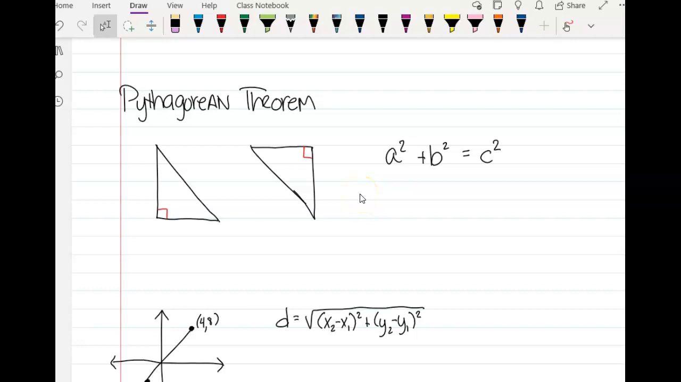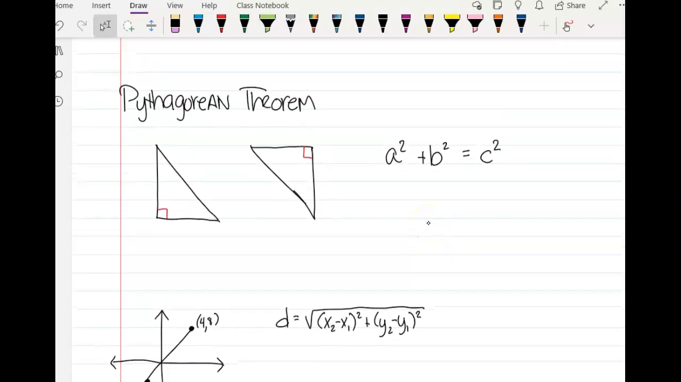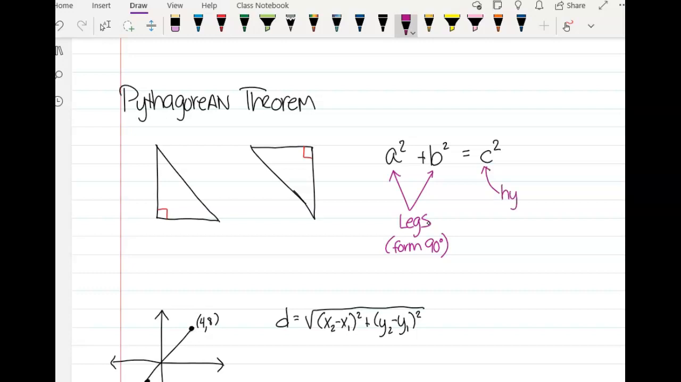So I went ahead and got some things drafted out just to get us there a little bit faster. So Pythagorean theorem is a squared plus b squared equals c squared. And what we want to remember is that the A and the B are the legs of the triangle. They form the right angle. They form that 90 degrees. And the C is the hypotenuse, the longest side.